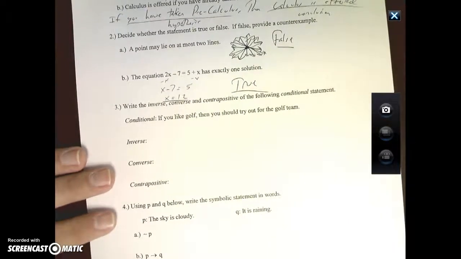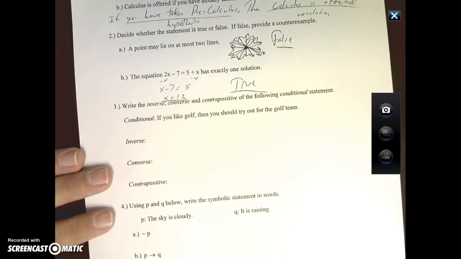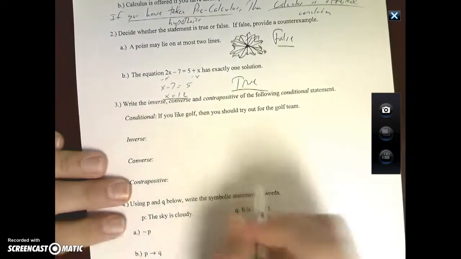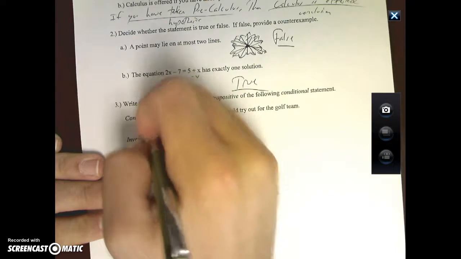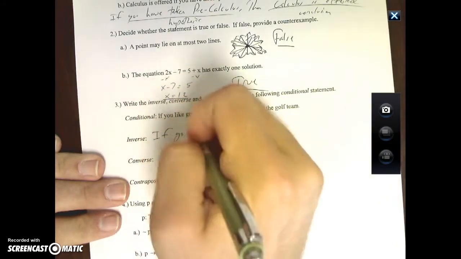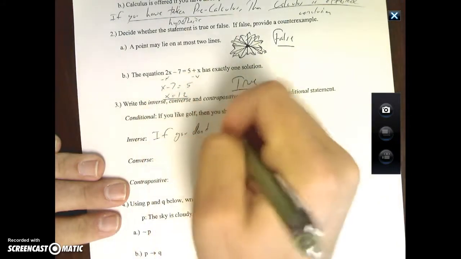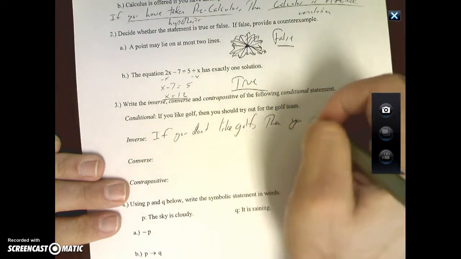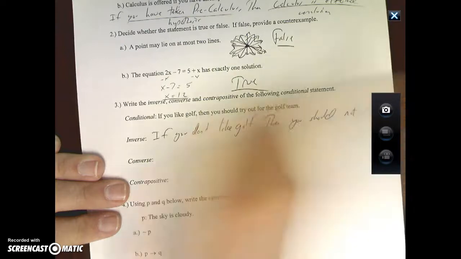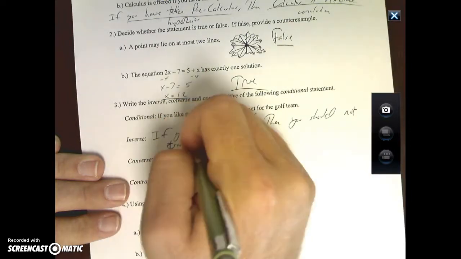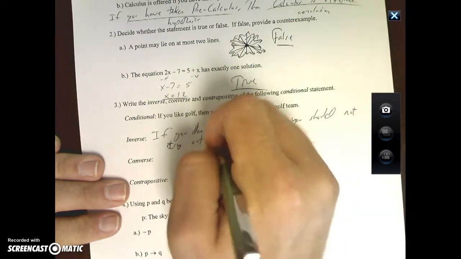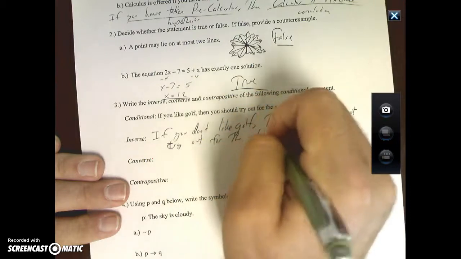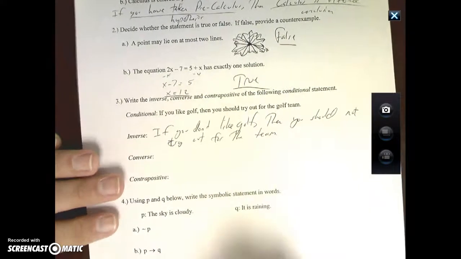Number 3. Write the inverse, converse, and contrapositive of the following conditional statement. If you like golf, then you should try for the golf team. Inverse is when you negate this. If you don't like golf, then you should not try out for the team. Okay? Man, is my handwriting bad.